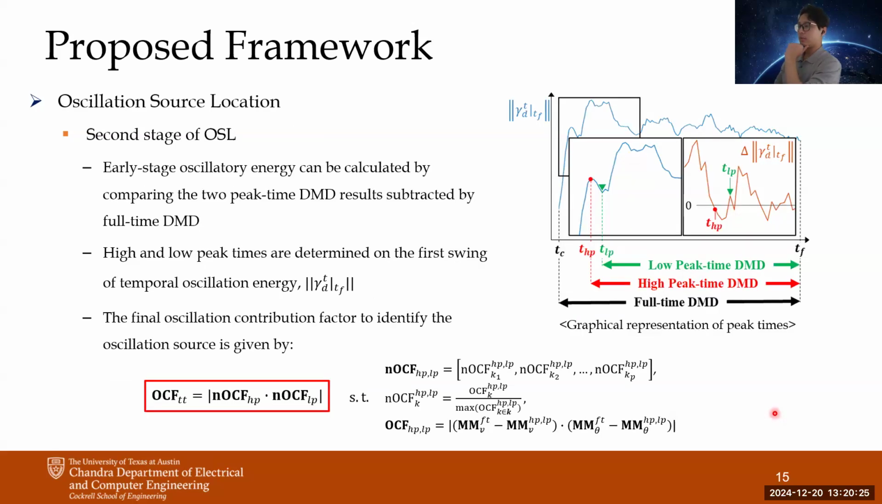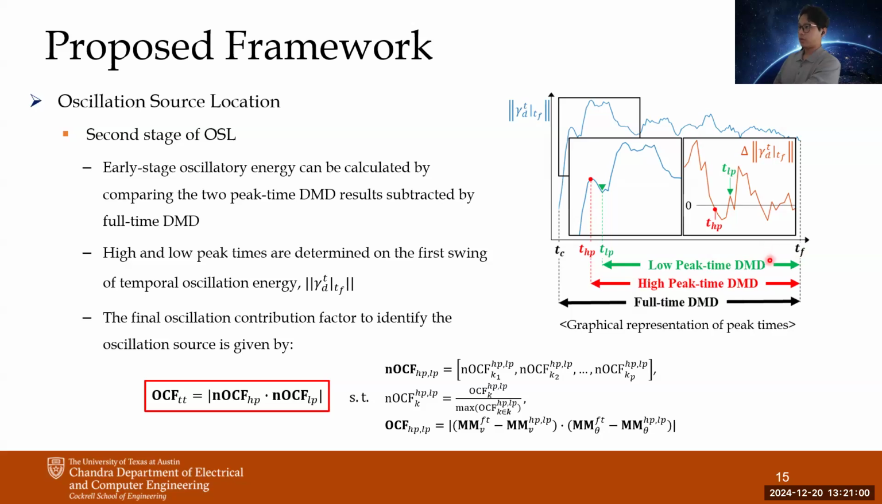Then in the second stage of the oscillation source location, the first thing we do is to find out the peak times. There are two peak times, which are the high peak and low peak times. These two peak times can be determined based on the first swing of the temporal oscillation energy distribution, like this. After we select those two peak times, we calculate the high peak time DMD and low peak time DMD, which is the improved DMD computed based on the measurements from THP to TF and from TLP to TF.